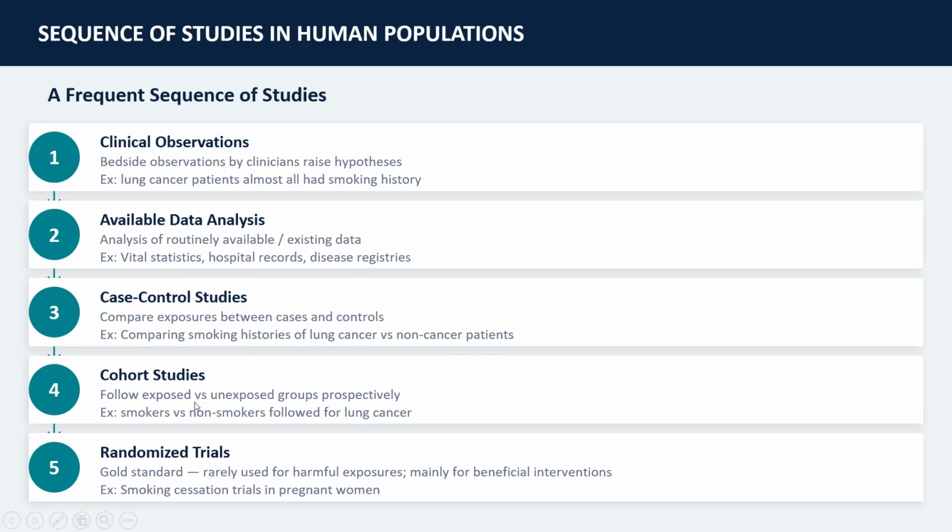Cohort study: follows exposed versus unexposed groups prospectively, for example, smokers versus non-smokers followed for lung cancer. Next is the randomized trial, which is the gold standard, rarely used for harmful exposure, mainly for beneficial intervention. For example, a smoking cessation trial in pregnant women.